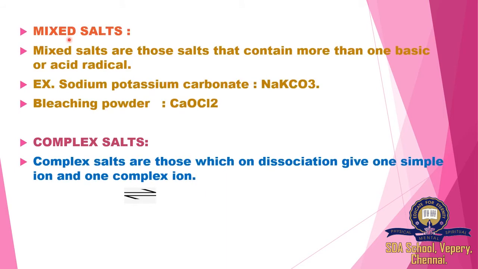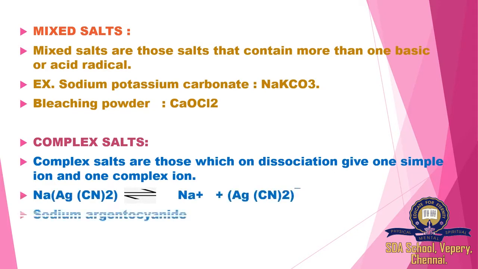Here we have mixed salts. Mixed salts are those salts that contain more than one basic or acid radical. Here the examples are sodium potassium carbonate, NaKCO3, and bleaching powder, CaOCl2.